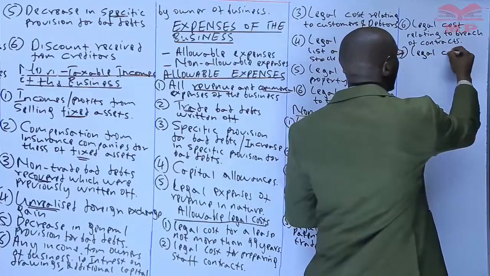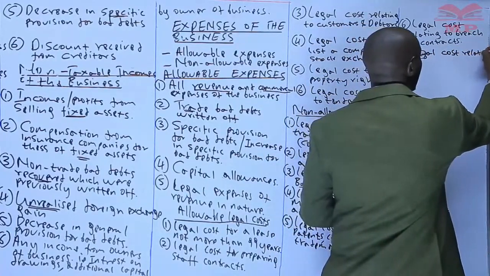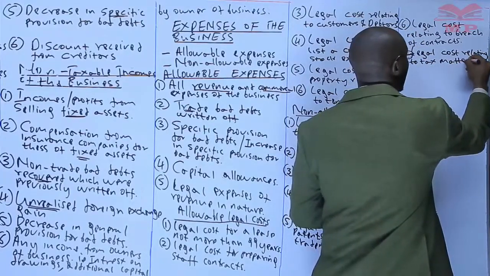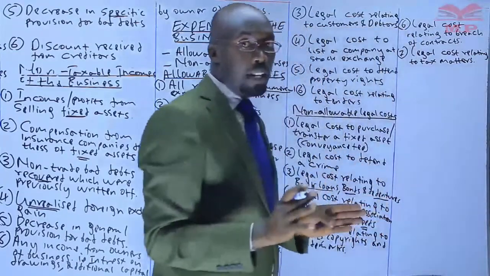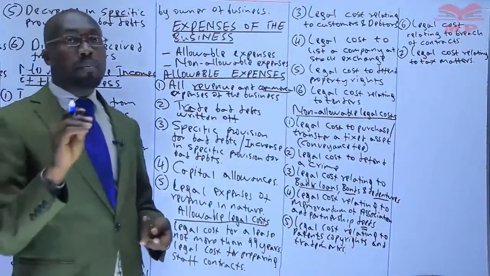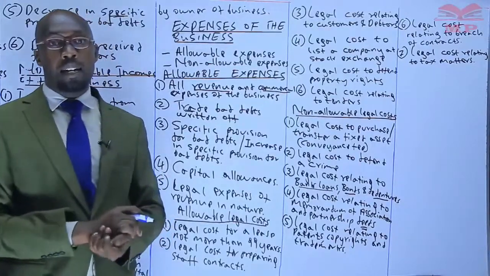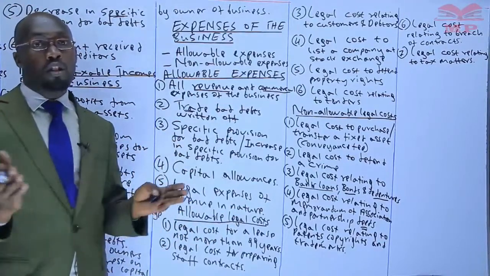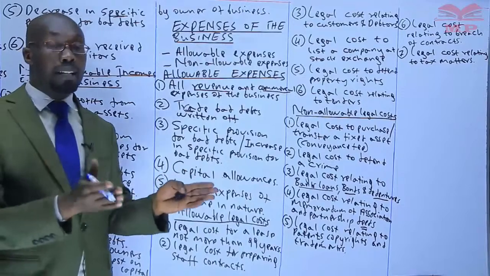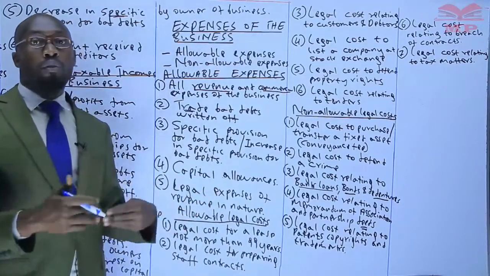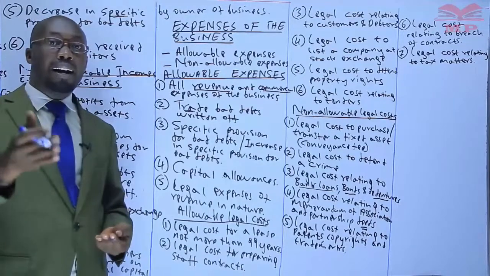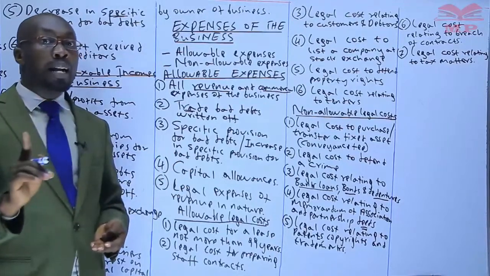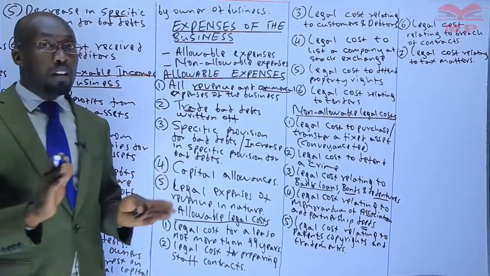Another one, number 7, legal costs relating to tax matters. Sometimes the KRA, the taxman, can, for example, assess you and tell you that you are supposed to pay a certain amount of tax, but you're not satisfied with that. You decide to appeal or even object, but you don't want to do it directly. You hire a lawyer to help you in your defense. That legal cost you pay there is not supposed to be allowable. And this we are going to learn.